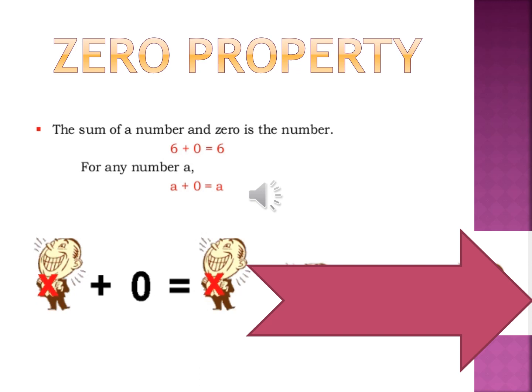Let's move on to the next property, that is zero property. Zero property says that when you add 0 to any number, the sum is the number itself. For example, 6 plus 0 is equal to 6, or 5 plus 0 is equal to 5, or 1000 plus 0 is equal to 1000. So for any number a, a plus 0 will be equal to a only. So the zero property is: the sum of a number and 0 is the number itself, right?